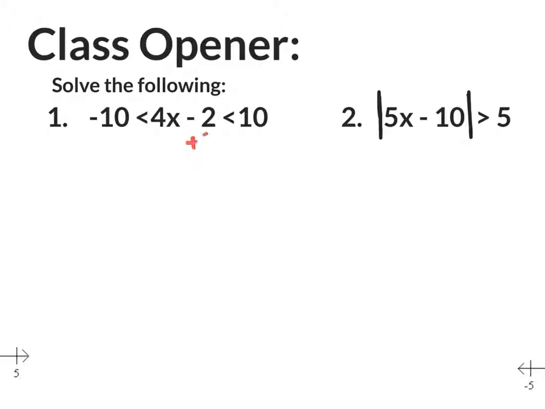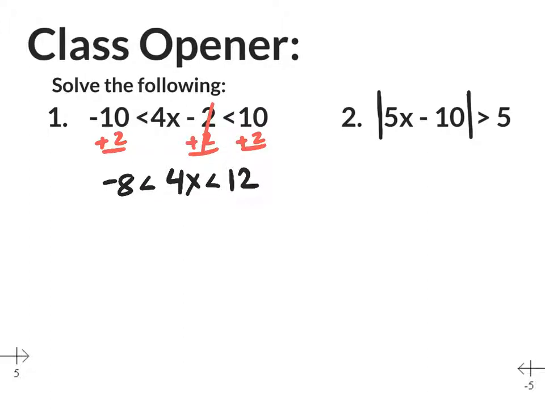I'm going to add 2, and what you do to the middle, you do to both outside sides. So you're going to add 2 right here and add 2 over here. Of course, the 2's cancel. My new compound inequality on the left part, the negative 10 plus 2, that's negative 8. Inequality comes down, 4x is in the middle. Inequality comes down, 10 plus 2 is 12.